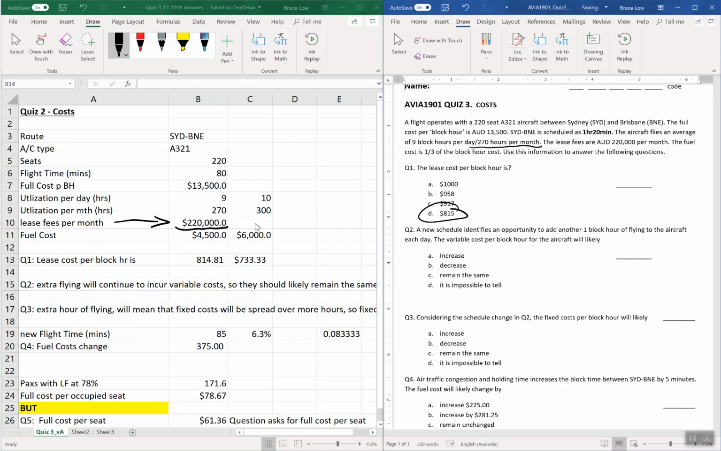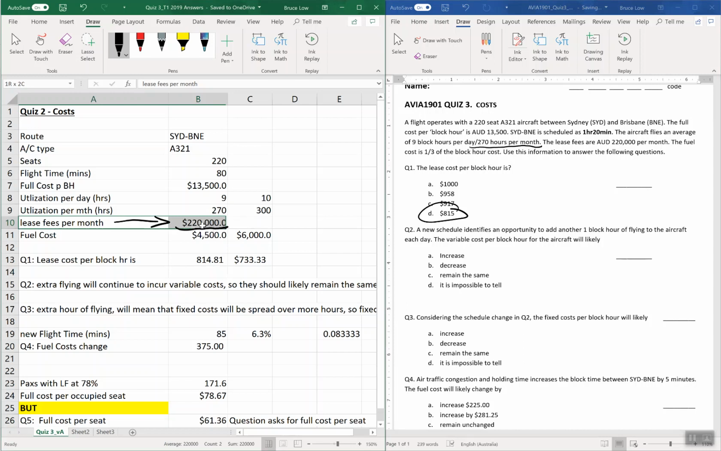So that's what we call a fixed cost. So regardless of how many hours you fly, your lease cost is $220,000 per month.